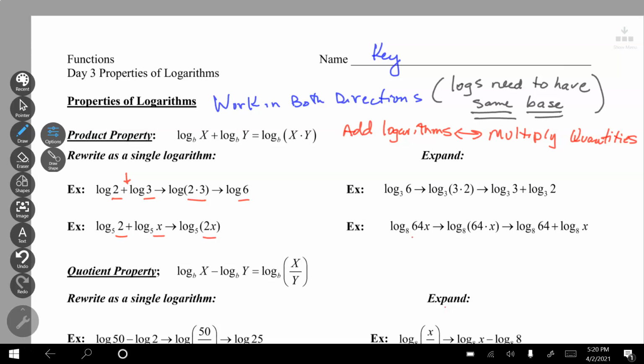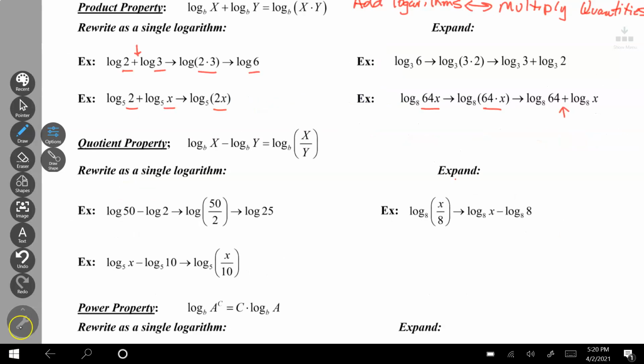When I have log base 8 of 64x, I can split it up into 64 times x, or split it into 2 logarithms, log base 8 of 64 plus log base 8 of x. See, when I multiply, I add. When I add, I multiply.